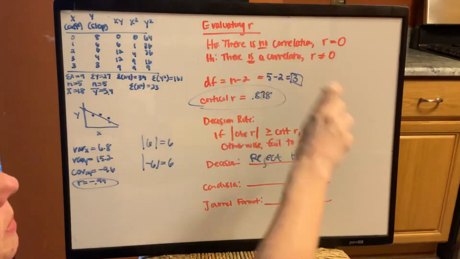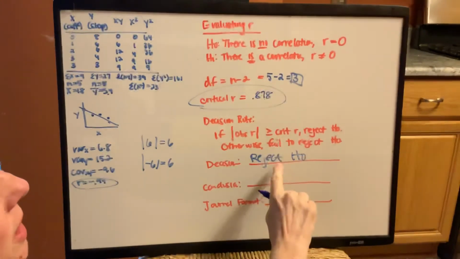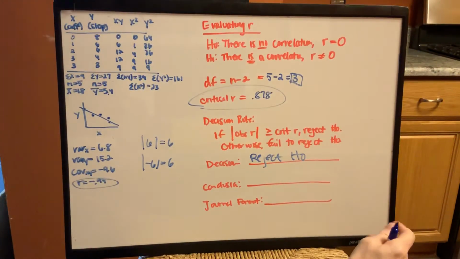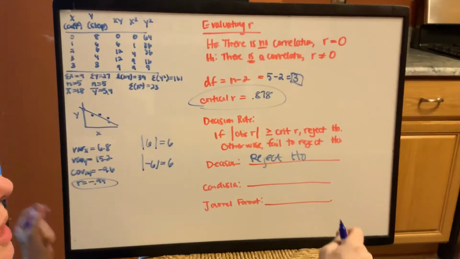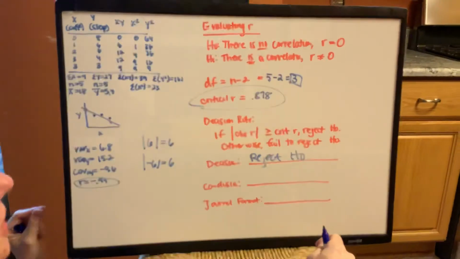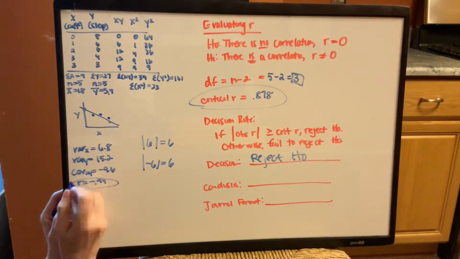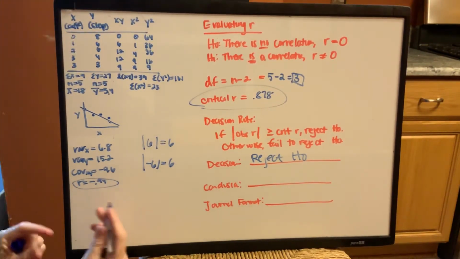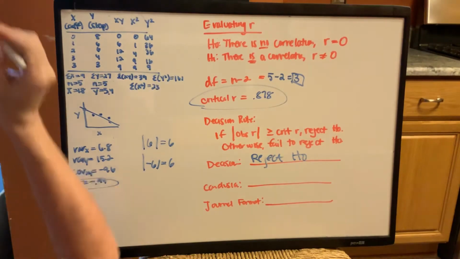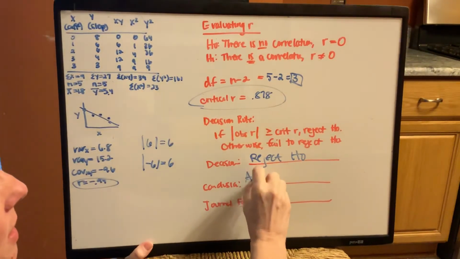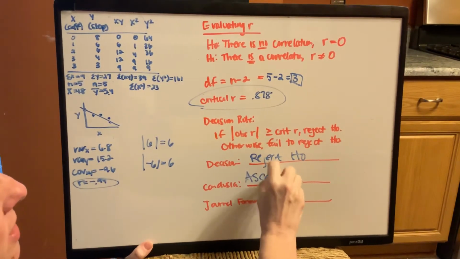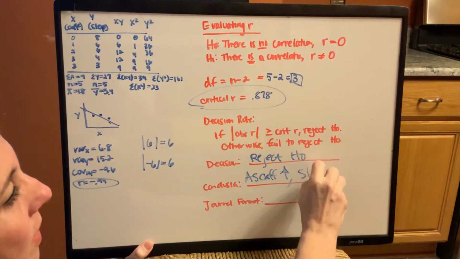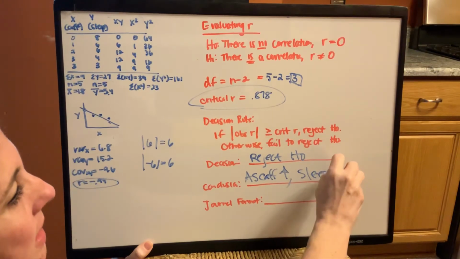Now remember, the null hypothesis says there's no correlation. If we reject that, it means there is. So there is a correlation between caffeine and sleep, but we can be even more specific than that because we have a negative R. So we know that the correlation between caffeine and sleep is negative. So what that means is as the amount of caffeine increases, your sleep decreases.